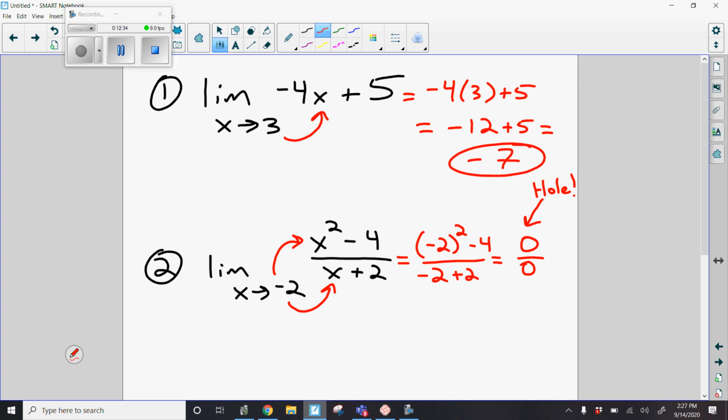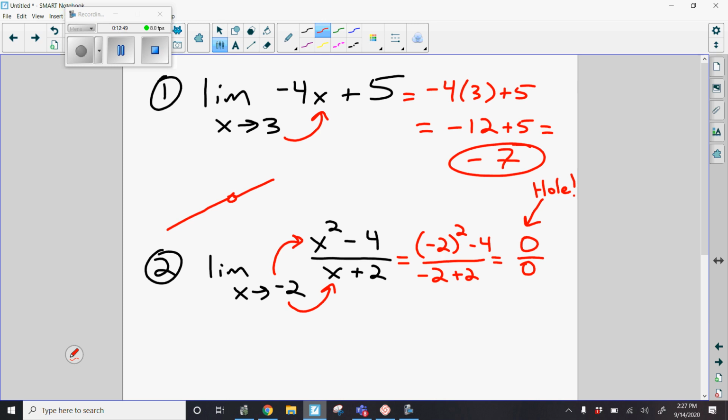Now, when there's a hole in a graph, we know that limits can exist, right? So if we think about a graph with a hole in it, when I showed you a graph like that, the limit for sure existed, right? We practiced that today in class.